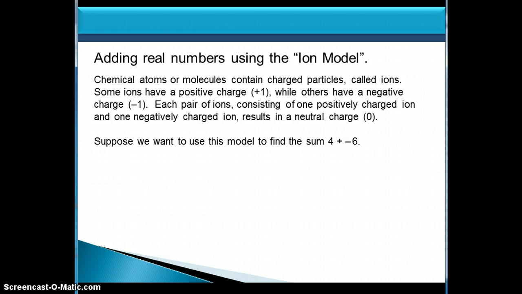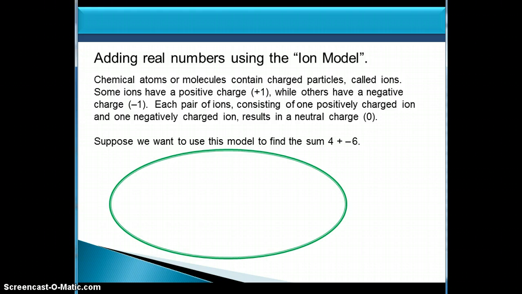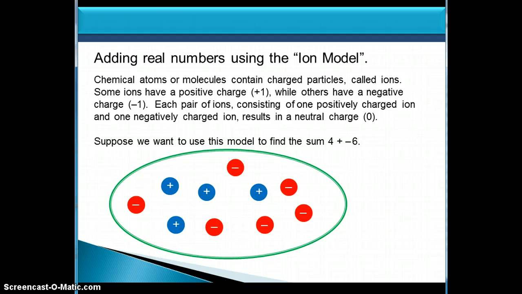Suppose we want to use this model to find the sum 4 plus -6. So this is how it works. Here's our atom or molecule, and this atom or molecule has 4 positive ions, and then we're going to add to that 6 negative ions. So this represents 4 plus -6.